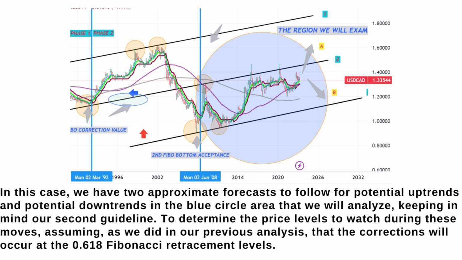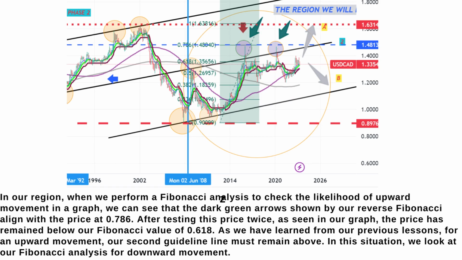To determine the price levels to watch during these moves, assuming, as we did in our previous analysis, that the corrections will occur at the 0.618 Fibonacci retracement levels. In our region, when we perform a Fibonacci analysis to check the likelihood of upward movement in a graph, we can see that the dark green arrows shown by our reverse Fibonacci align with the price at 0.786. After testing this price twice, as seen in our graph, the price has remained below our Fibonacci value of 0.618. As we have learned from our previous lessons, for an upward movement, our second guideline line must remain above.